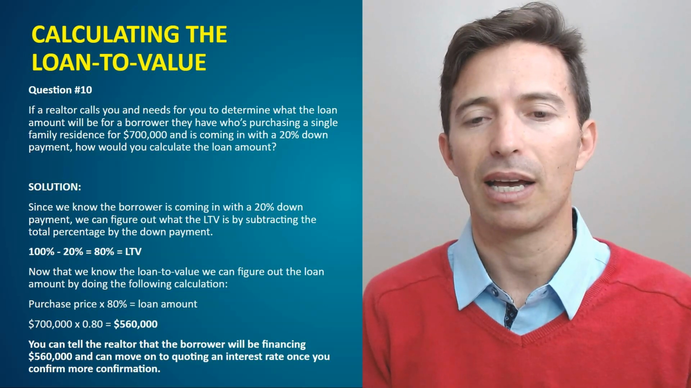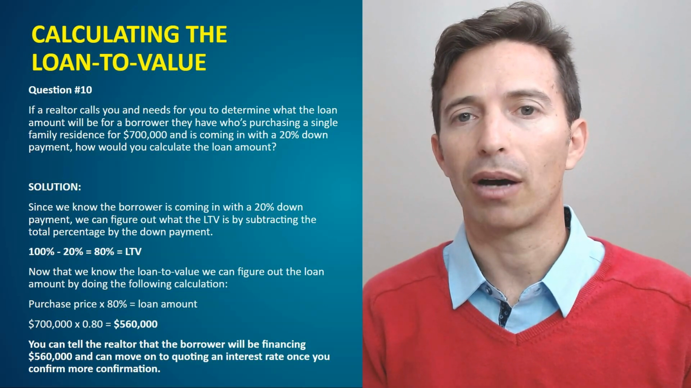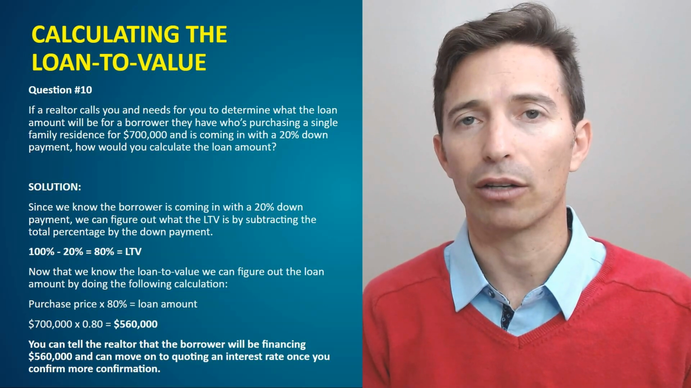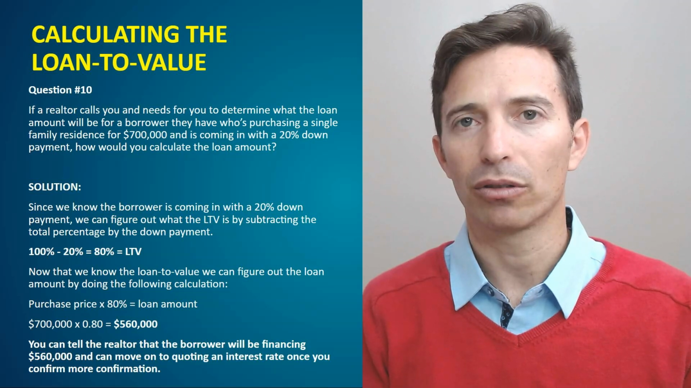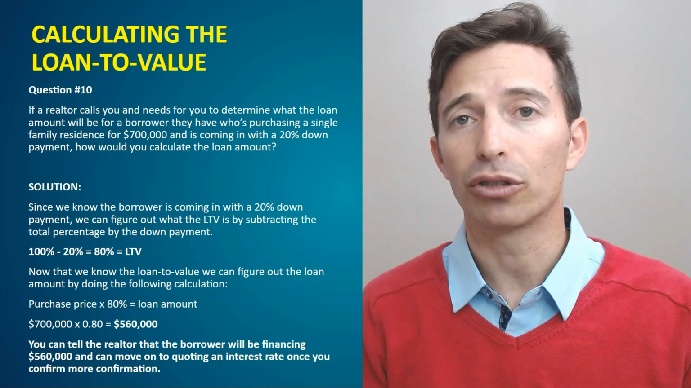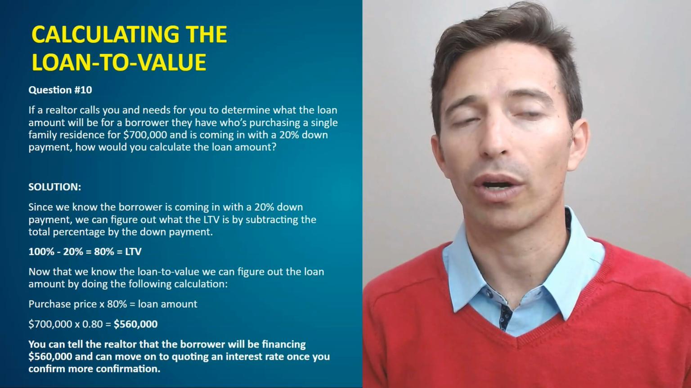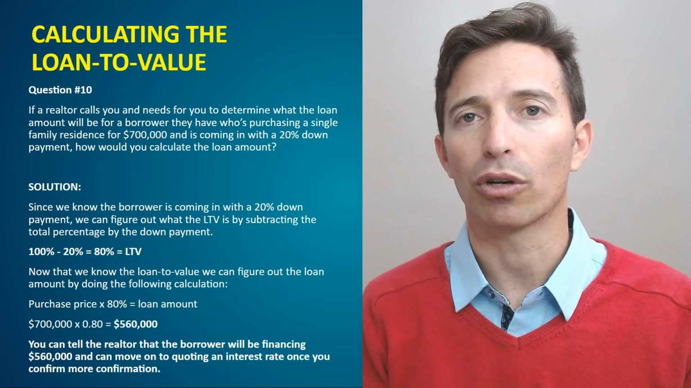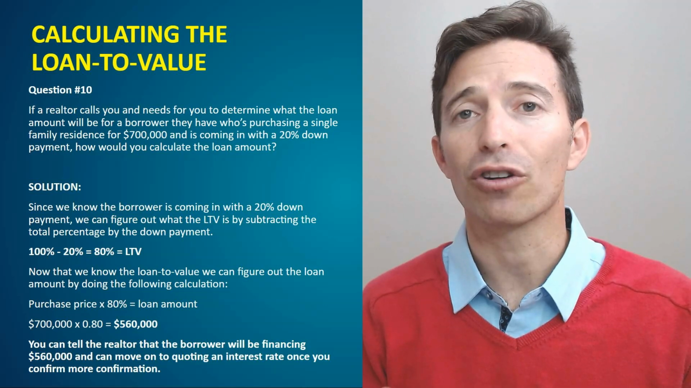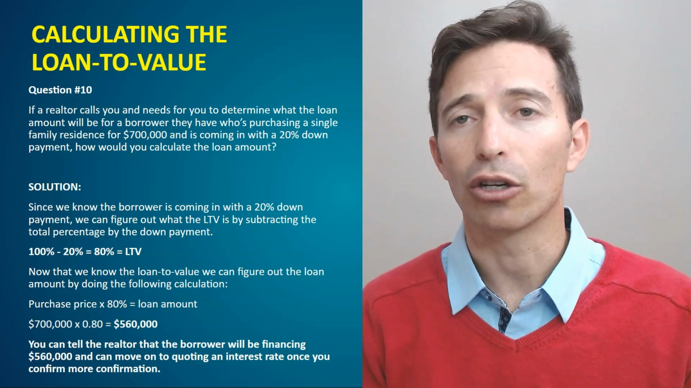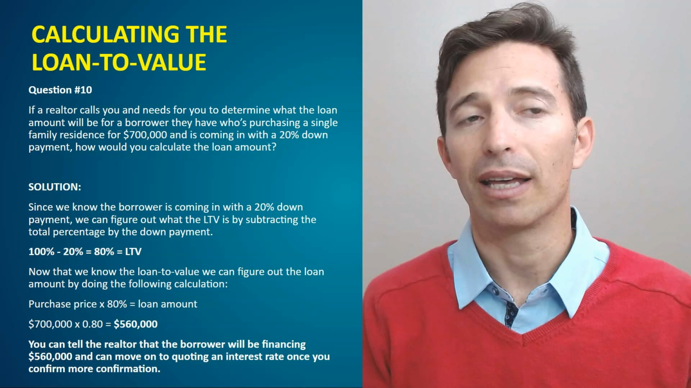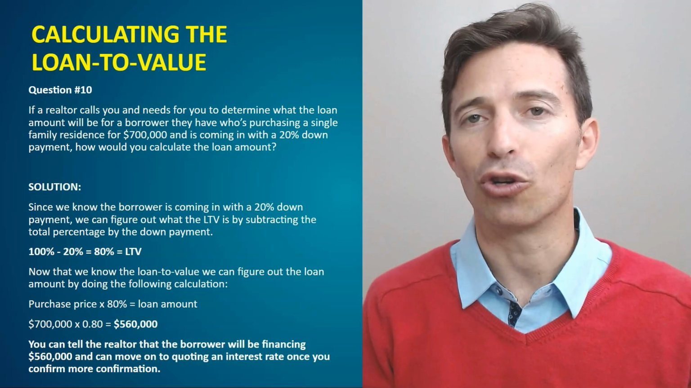Now, to be able to calculate the loan amount, we need to use the variation of the same equation for the LTV or loan to value, which is going to be loan amount equals purchase price times 80%, which is the LTV. So in this case, we're going to replace the values, and we're going to have 700,000 times 0.80, which equals $560,000. So now you can call the realtor and tell them that the loan amount is $560,000. And then you can quote them an interest rate now that you know what the loan amount is.